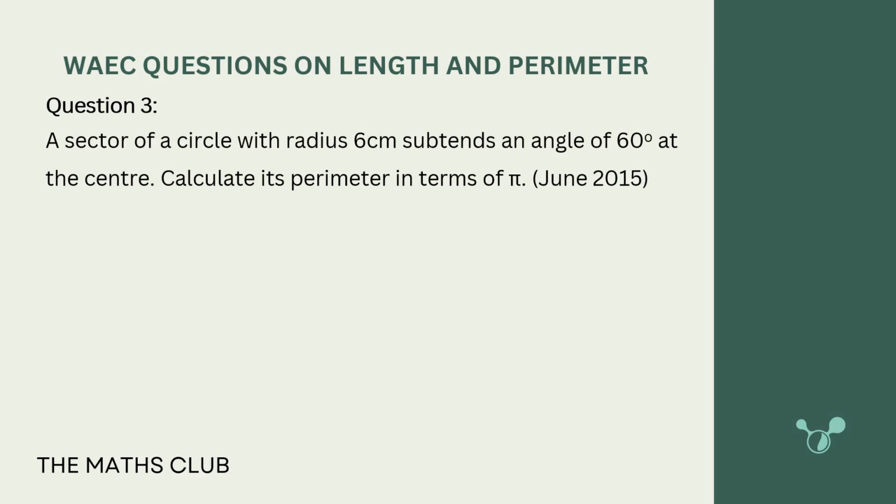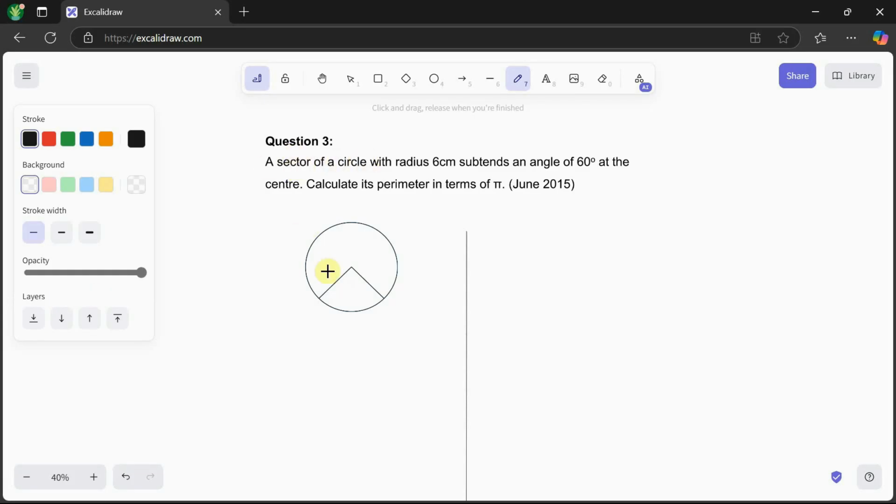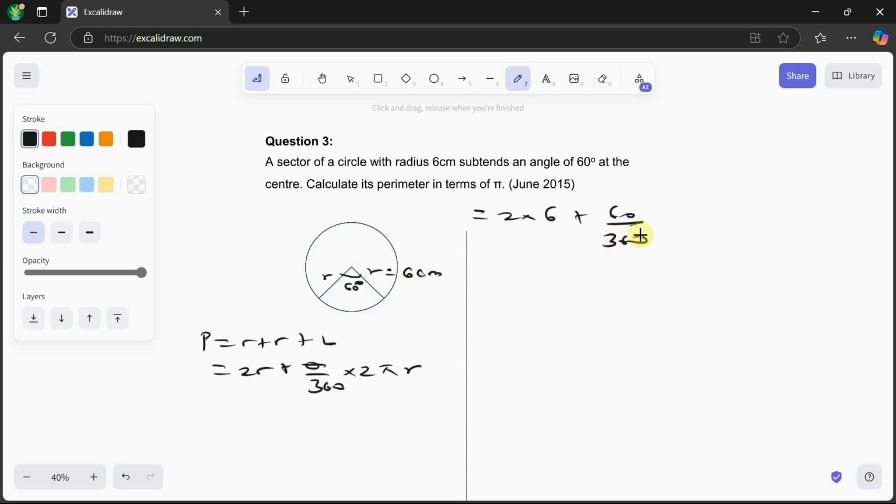Welcome back. Let's solve it together. So we're told that a sector, these are the sector, the radius r, this is r, is 6 centimeters. We're told that it also has an angle of 60 degrees, so this place says 60 degrees at the center. Calculate the perimeter in terms of pi. So we know that P is equal to 2r plus theta over 360 times 2 pi r.